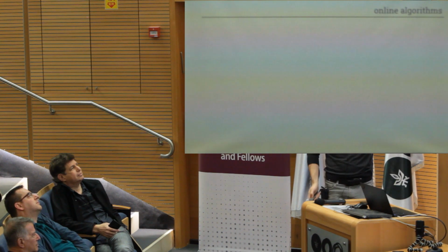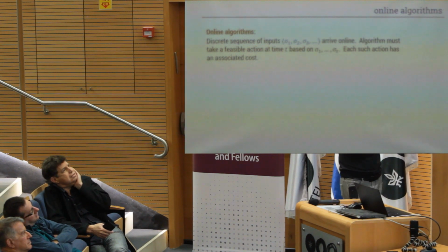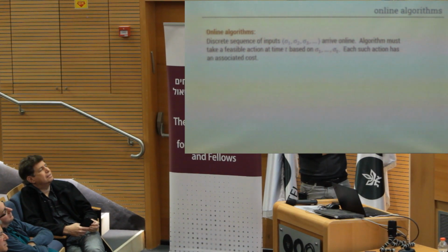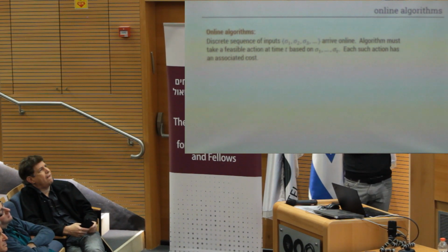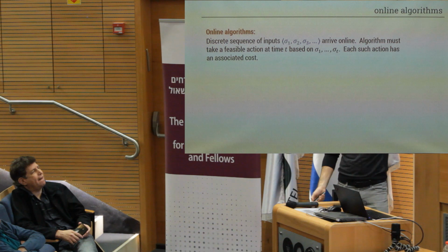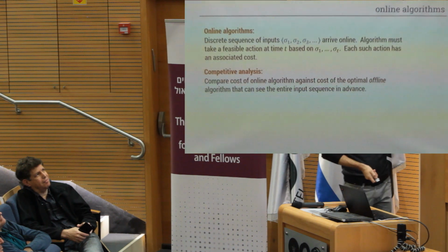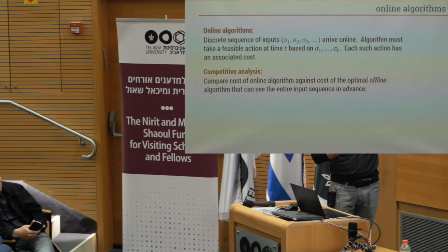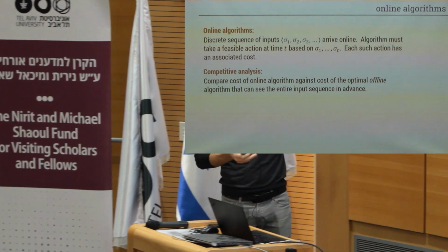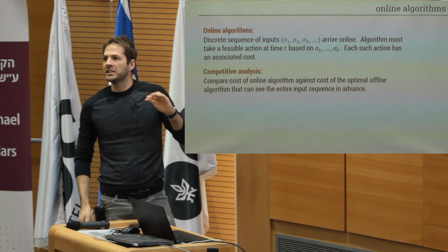Now let's go to something more formal. This field of online algorithms. Let me just remind people what the idea is there. You get a sequence of inputs that are arriving online, so they're arriving over time, and at time t, just based on the inputs you've seen so far, your algorithm has to take some action. That action has some cost, and your goal is to minimize the total cost incurred. In competitive analysis, the way you analyze the efficacy of such an algorithm is you compare the cost of your algorithm to the cost of the best offline algorithm that sees the entire input sequence in advance.